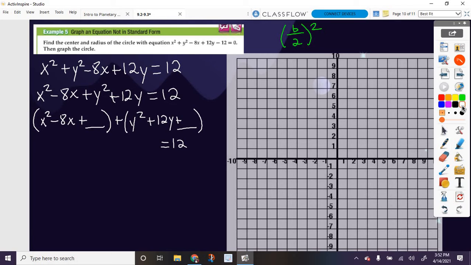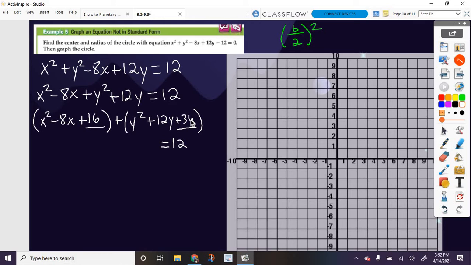Then for our x's, we have negative 8 as our b value, so negative 8 divided by 2 gives us negative 4. Negative 4 squared gives us 16. Then doing the same for our y, our b value here is 12. 12 divided by 2 gives us 6. And then 6 squared gives us 36.